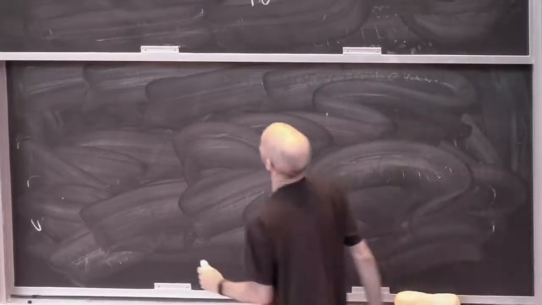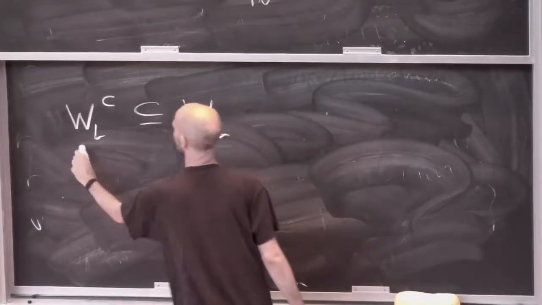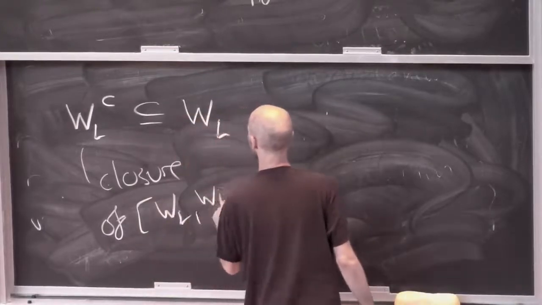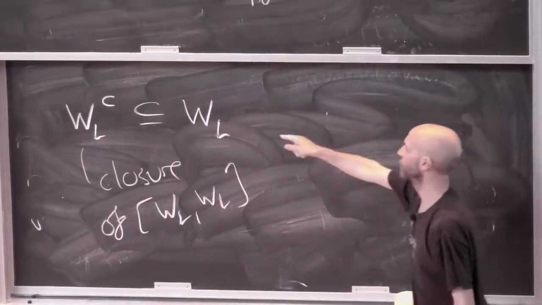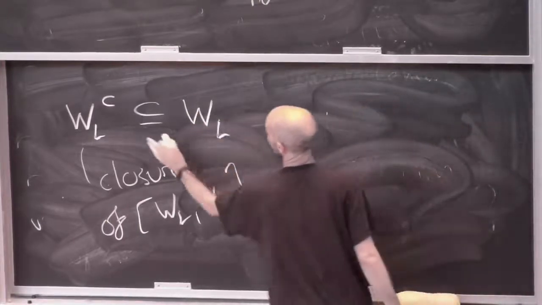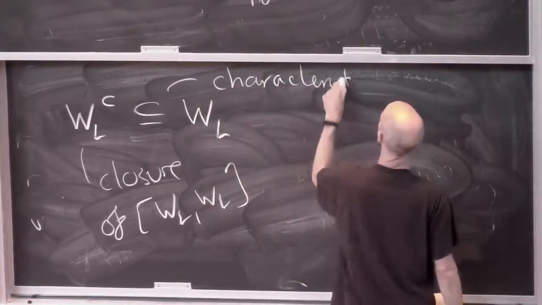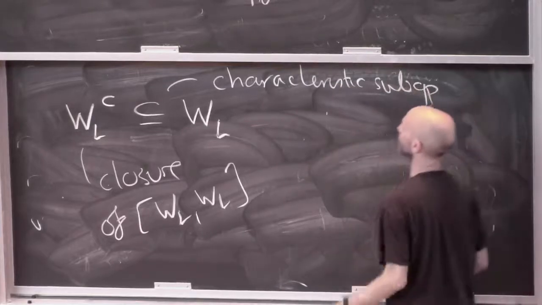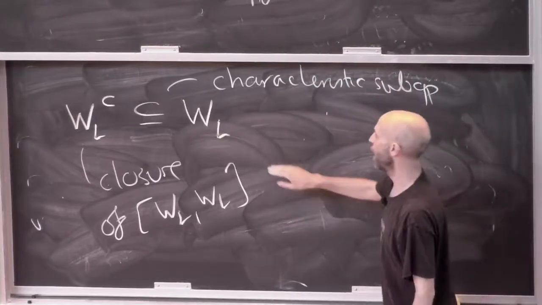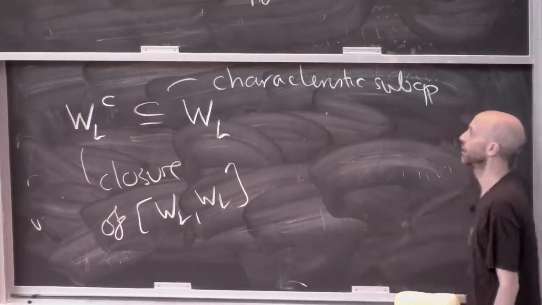So the way this works is we've got WLC, which lives in WL. Remember, this is the closure of the commutator subgroup, right? That's the thing that we're going to quotient out by to get WL ab. And so this is a characteristic subgroup. If I've got an arbitrary group automorphism of WL, maybe not even an inner automorphism, it will send WLC to itself, because WLC is defined in such a canonical way.